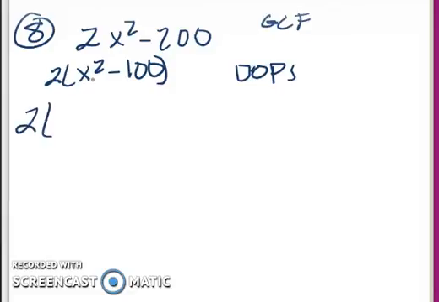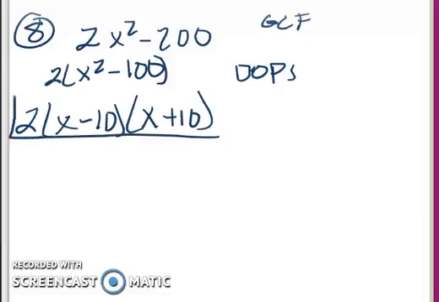Okay, so the 2's out here. Take the square root of x squared, we get x. Square root of 100 is 10. And then we do that with a plus sign. Okay, that's a tricky problem right there. That's a good one. I like it.